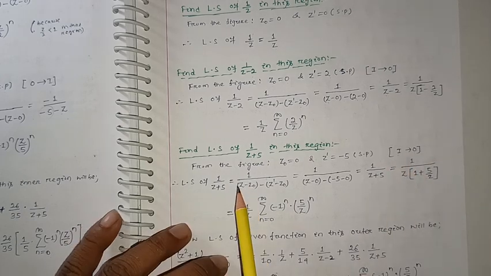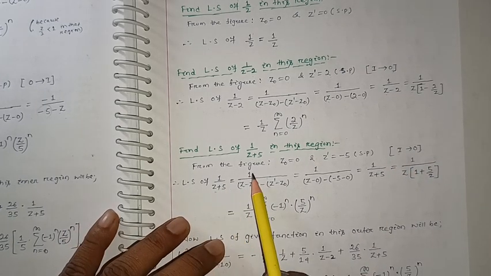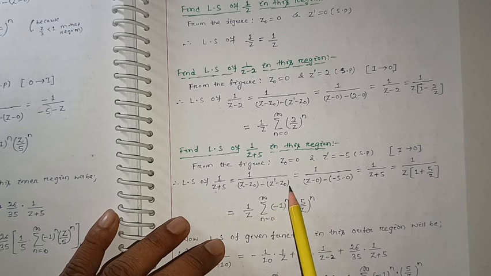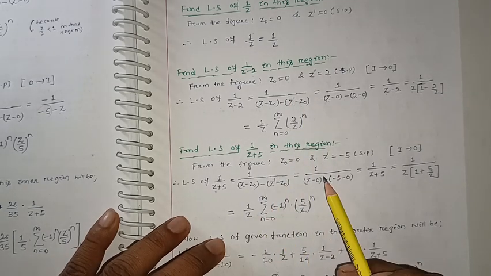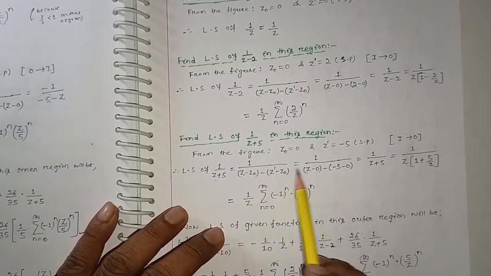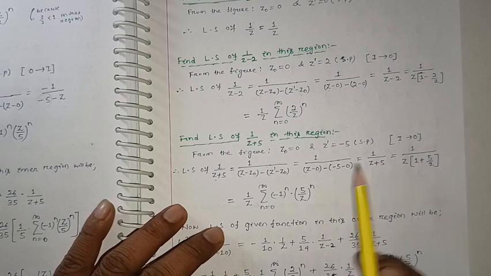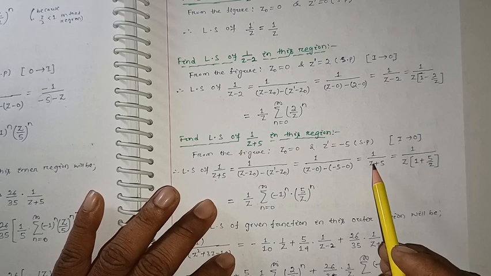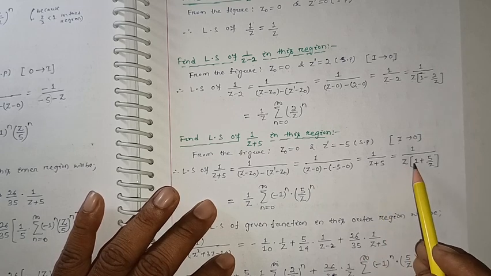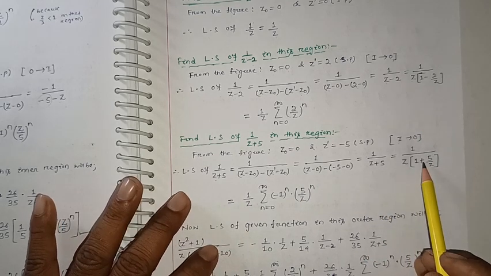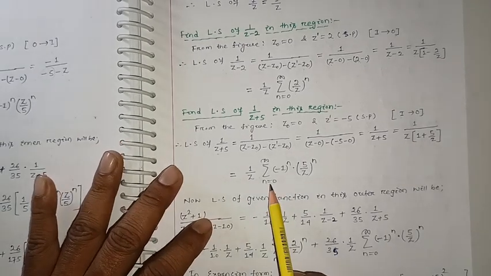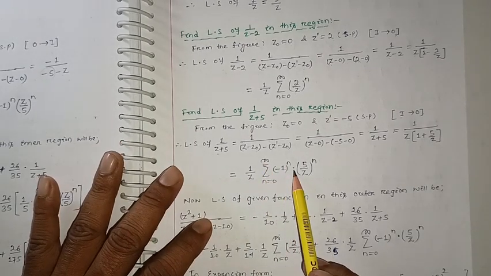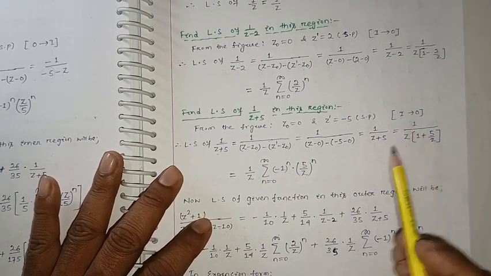Into out situation means 1 by z plus 5 will be written as 1 by z minus z0 minus z dash minus z0. Here also we have discussed the same. So z0 is 0, z dash is minus 5, and we got the same 1 by z plus 5, exactly matching. No need to write multiply minus. So taking z outside the first term, z into 1 plus 5 by z, and here plus means summation over n equal to 0 to infinity, minus 1 to the n into 5 by z to the n, with 1 by z outside.